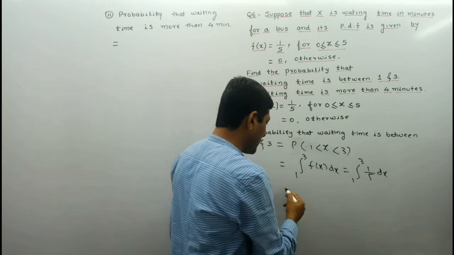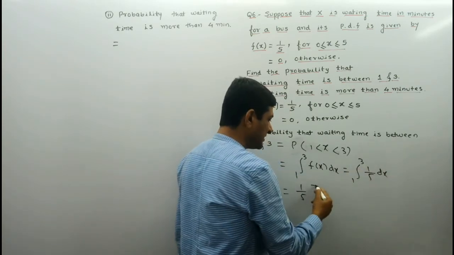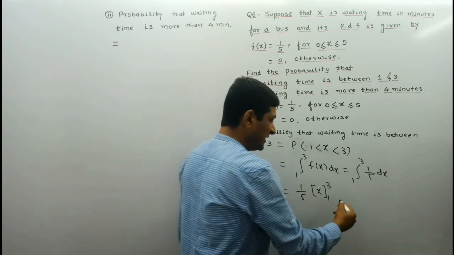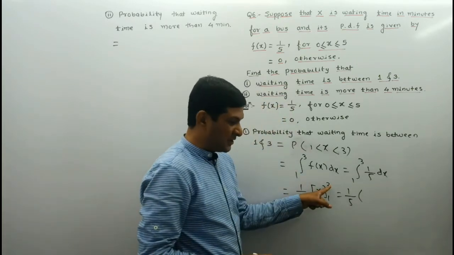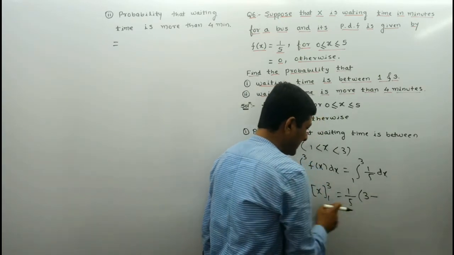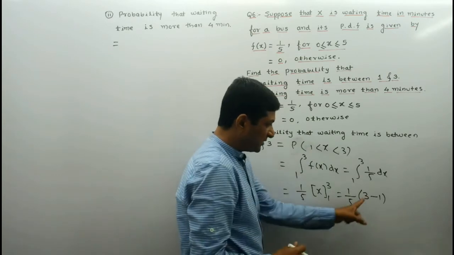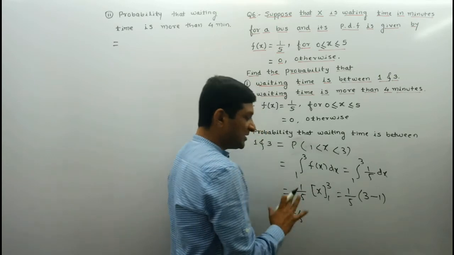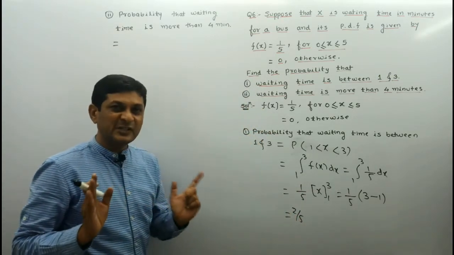So 1 by 5 is a constant term, so keep it as it is. Then remaining term, nothing is there means 1 is there, and integration of 1 is what? X. Here limits, keep it as it is, 1 to 3. Now first I am substituting x is equal to upper limit, means we have to replace x by 3, then substitute x is equal to 1. So 3 minus 1, which is 2. 2 into 1 by 5 will be equal to 2 by 5. In this way we have got our first required value, that probability that waiting time is in between 1 and 3.